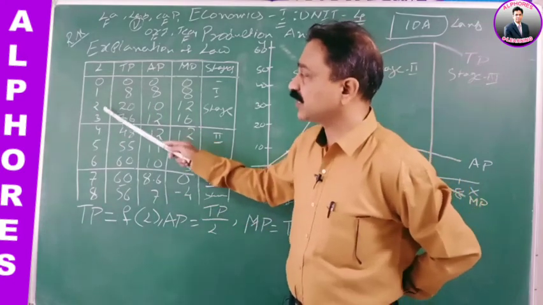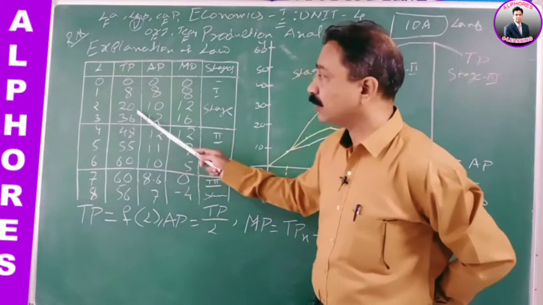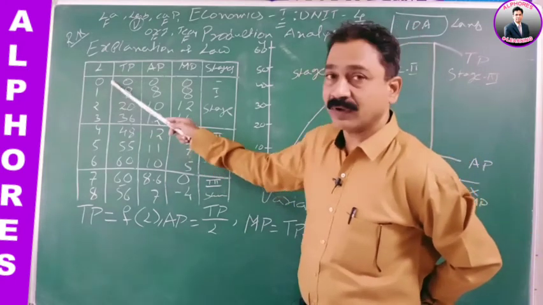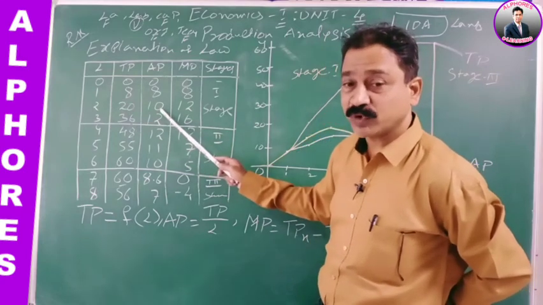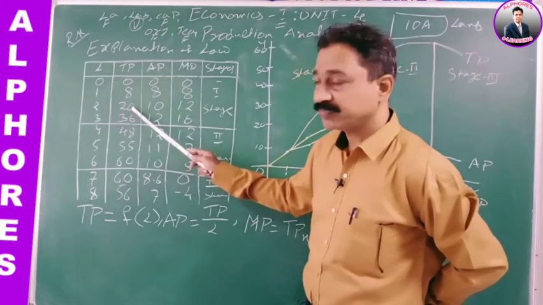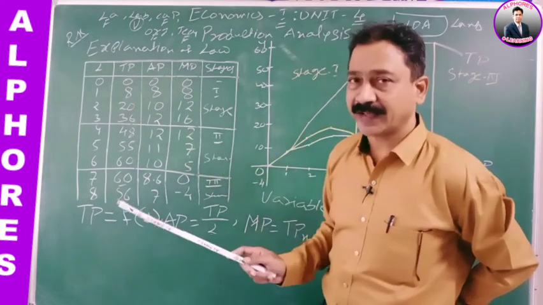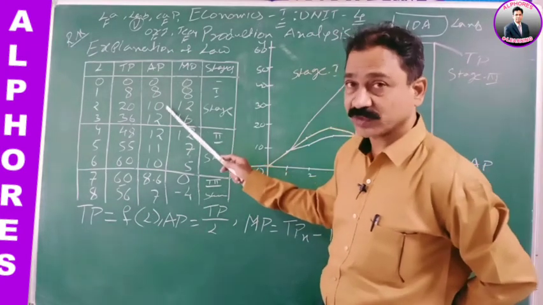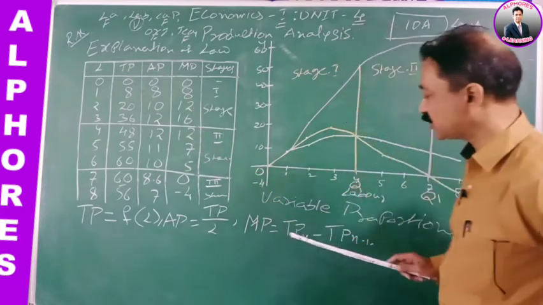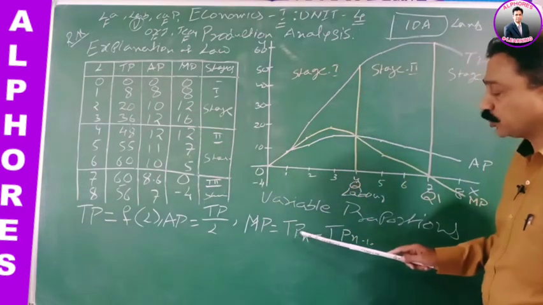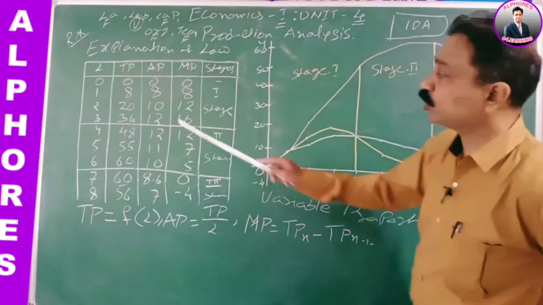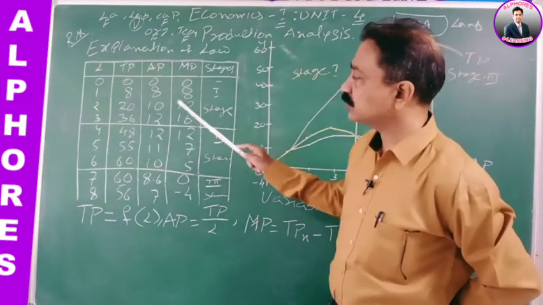You appoint a second labor. Then the total productivity increases to 20. Then average productivity for each labor is 10: there are 2 laborers, 20 divided by 2, that is 10. Each labor's productivity is 10, meaning productivity increased. And marginal productivity is 12: 20 minus 8, 12. Here we have seen MP, marginal productivity, is equal to total productivity present minus total productivity previous: 12.